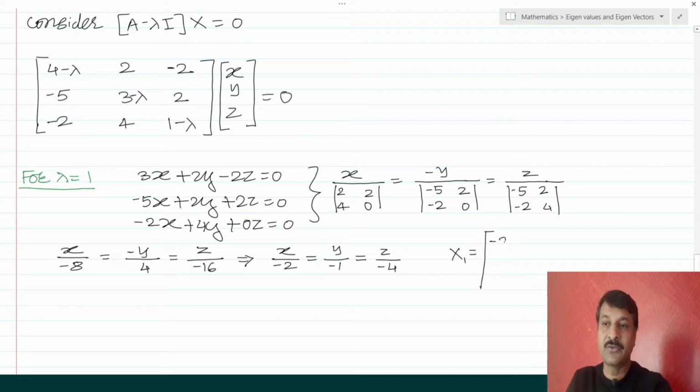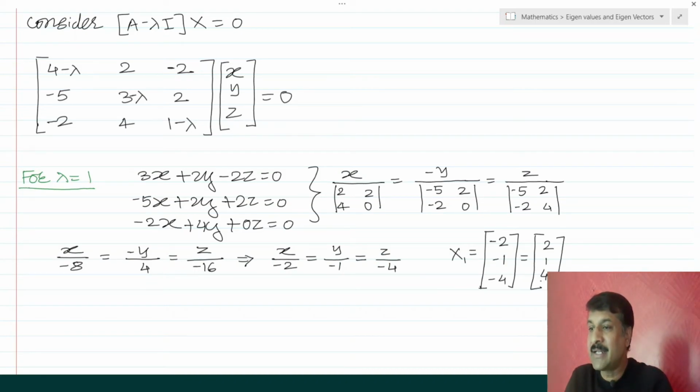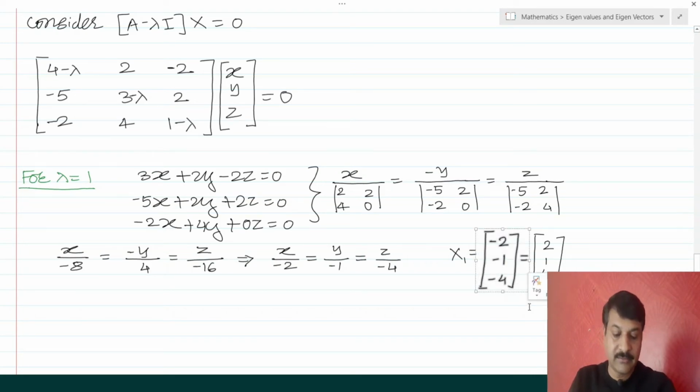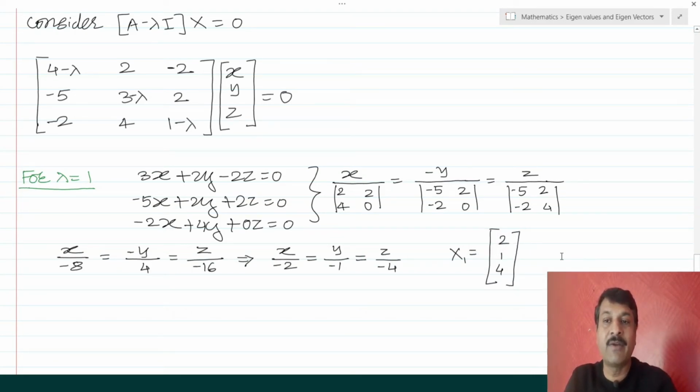It is minus 2, minus 1, minus 4. But instead of this, I can consider here the least positive values, 2, 1, 4. Note that here one may consider minus 2, minus 1, minus 4. One may consider here the multiples, that is minus 8, minus 4, minus 16. But normally you consider here maximum positive least integers. So that is why I am getting here x1 is what? 2, 1, 4 instead of this. So this is your answer. That is, x1 equal to (2, 1, 4).